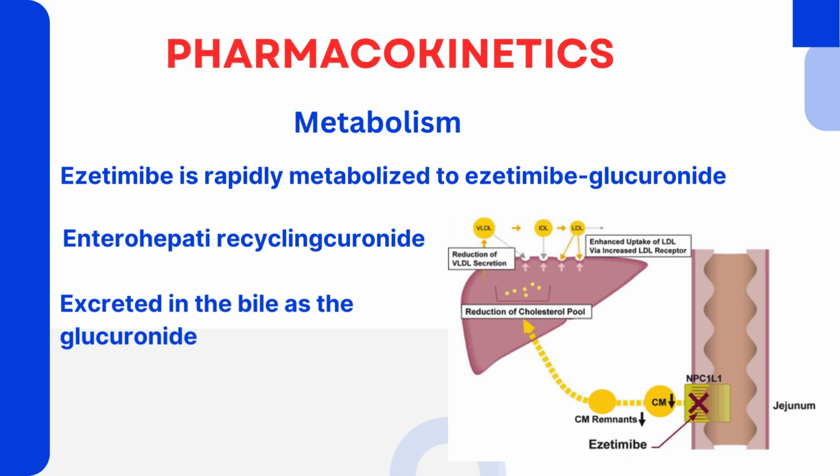Next comes the hepatic and renal metabolism of the drug. Ezetimibe is rapidly metabolized to ezetimibe glucuronide. Plasma concentration time profiles exhibit multiple peaks, suggesting enterohepatic recycling. CYP450 metabolizes ezetimibe, and ezetimibe has little effect on the pharmacokinetics of other co-administered drugs, because it is rapidly conjugated and excreted in the bile as the glucuronide.